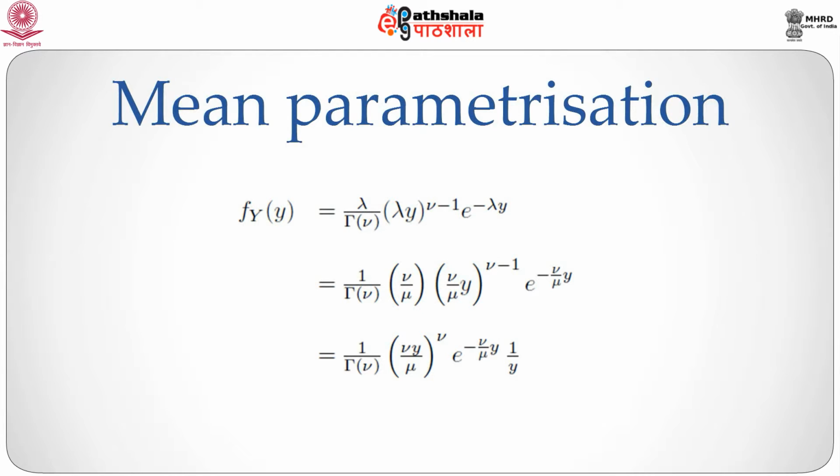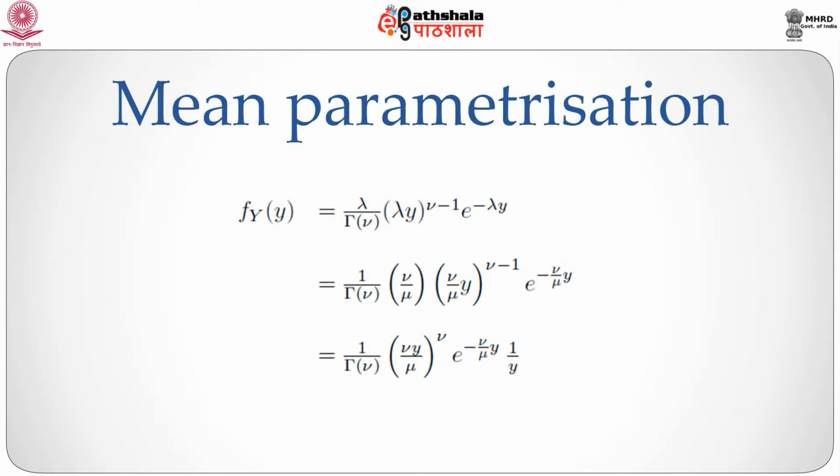Properties of the gamma distribution, the mean parametrization. Note that for the gamma distribution, f of y is given by lambda over gamma nu into lambda y to the power nu minus 1 e to the power minus lambda y, which can be written as 1 over gamma nu into nu by mu y to the power nu minus 1 e to the power minus nu by mu into y.